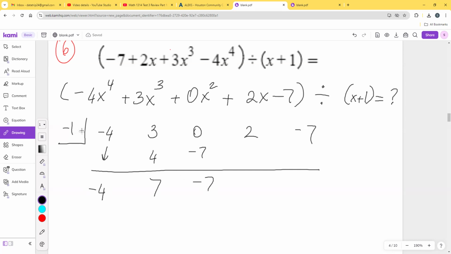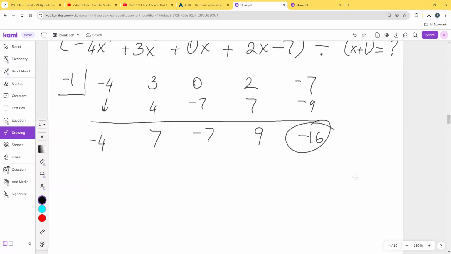-7 times -1 is +7. Add them up. 9 times -1 is, add them up. This is the remainder, right? Okay. So on the test, this will be the answer.